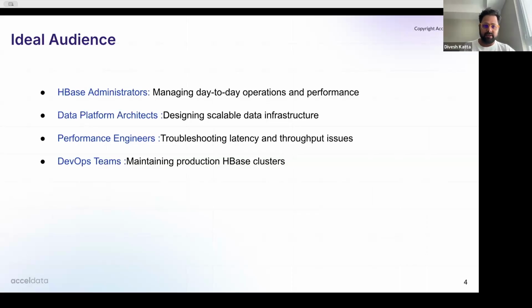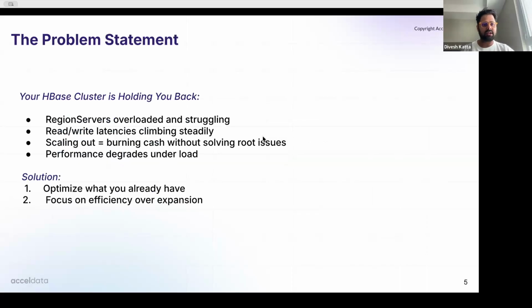Let me start with the problem statement. Let's paint a picture that might sound familiar. Your region servers are constantly hitting CPU and memory limits. Your read latencies are climbing through the roof, going from milliseconds to seconds. Your bosses are asking why we need to double our infrastructure budget. Sound familiar, right? The traditional response is to throw more nodes at the problem.